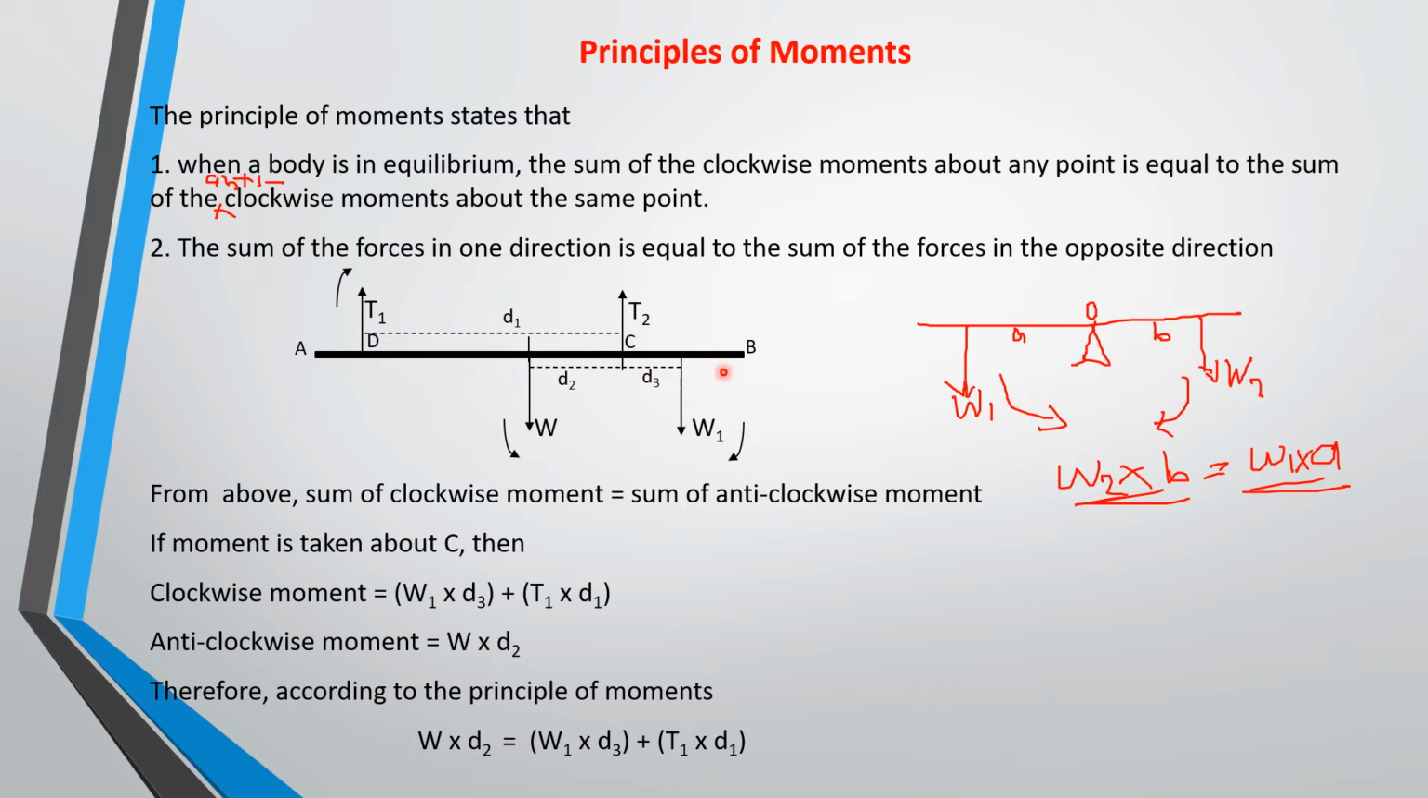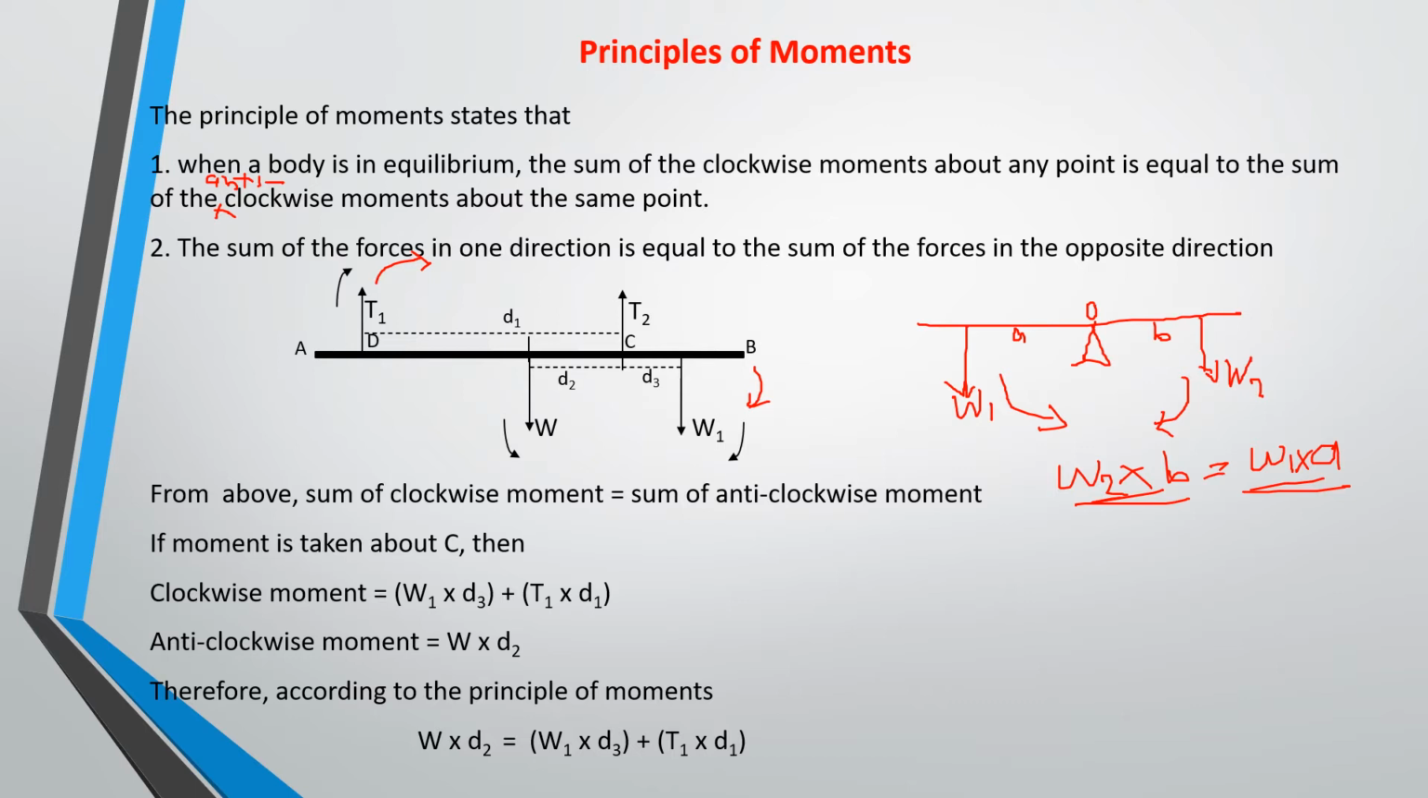Now you have this is a clockwise moment, and because this one will rotate in this direction, definitely these ones will also come in this direction. Okay, I don't know if you understand that this will also come in this direction, so this will also form part of your clockwise moment. So if we take moment about C, your clockwise moment will be W1 times D3 plus T1 times D1.